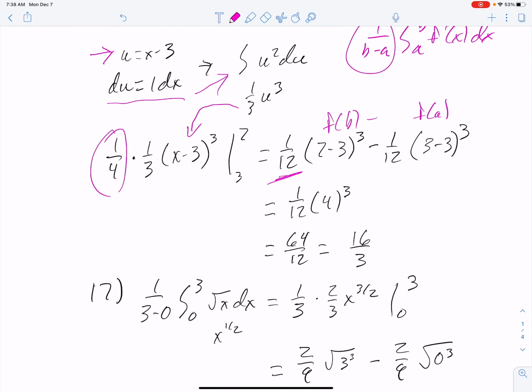Feel free to use a calculator when you're finishing these up. If you don't want to be doing them by hand, that's fine. So you're welcome to give the decimal equivalent to 16/3.